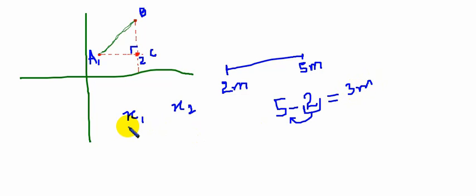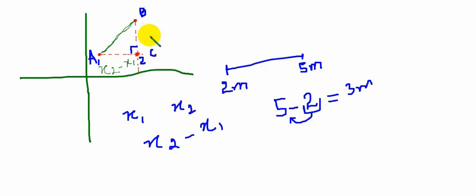So now I'll do the same here. It should be x2 minus x1. x2 minus x1 is the length from A to C. Getting it? Yes. Great. Let me write it here. So x2 minus x1 is the distance from A to C.